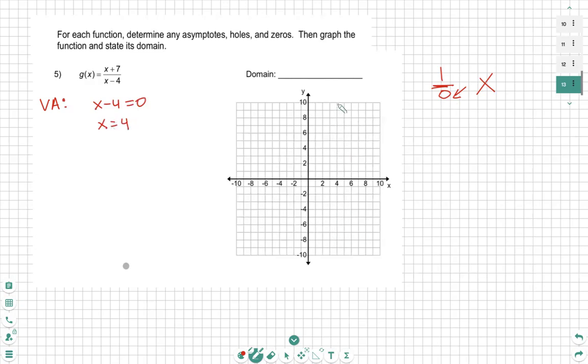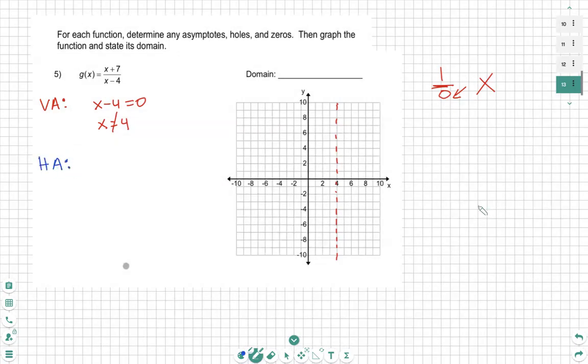And I will go ahead and find 4 positive on the x-axis, and we're going to draw a dotted line. This is the value that is not allowed for the domain to exist. My x can never be equal to 4, not allowed. Next, we're going to look for our horizontal asymptotes.